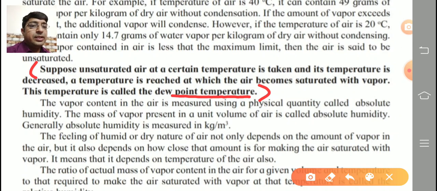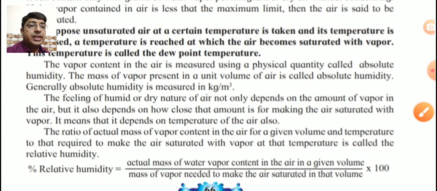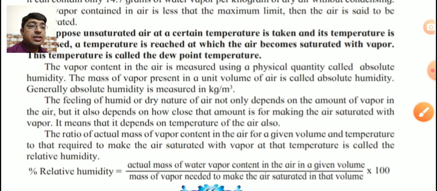Suppose unsaturated air at a certain temperature is taken and its temperature is decreased. A temperature is reached at which the air becomes saturated with vapor. This temperature is called dew point temperature. Again and again you read these points and revise properly and keep in your mind.